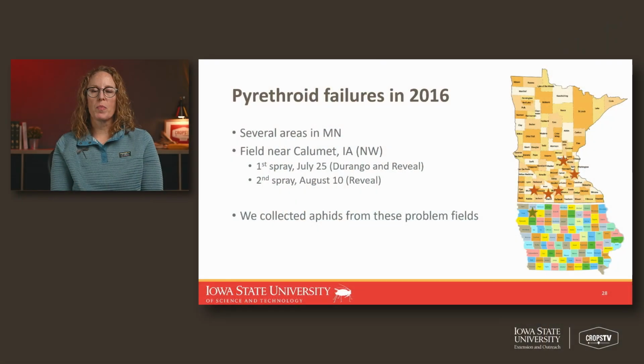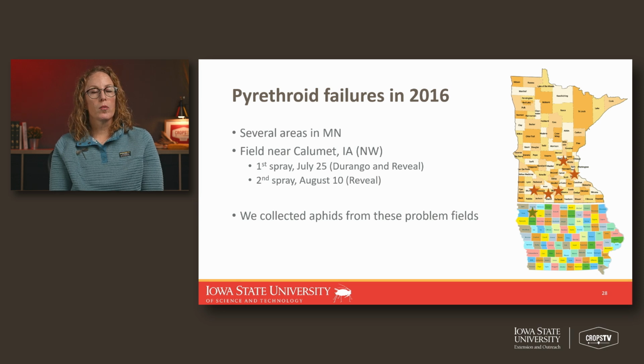I wanted to finish up by talking about some of the latest research updates that are happening at Iowa State. The first one: back in 2016 is when I started to hear about pyrethroid failures, and some of the colleagues that I had in Minnesota also heard about them in commercial soybean. The specific example in Iowa was in a field in northwestern counties. I went and collected aphids from those problem fields, as did my colleagues from Minnesota.